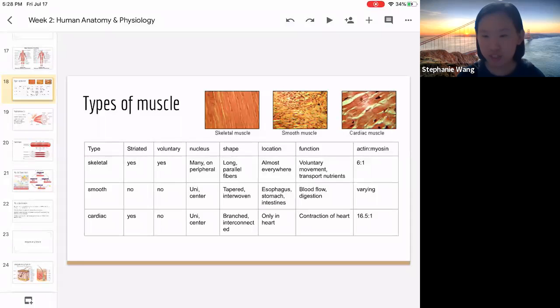Okay. So skeletal is voluntary, smooth is involuntary. For example, you can't control your esophagus from moving food down. You can't control your stomach from digesting. That's why they're involuntary. And of course you can't control your heart from beating. So that's why cardiac is also involuntary. Okay, I'm just going to talk about some more important ones. You can see that the skeletal muscles are like in lines, and smooth muscles are more tapered, and the cardiac muscle is more branched.